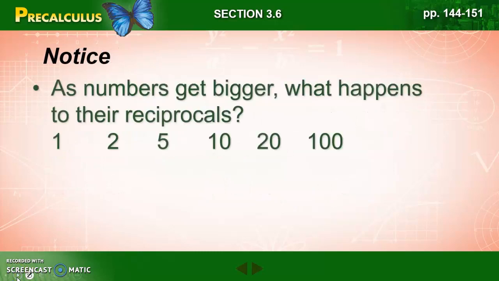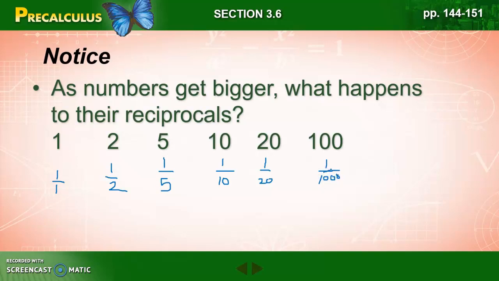One thing I do want you to notice, as numbers get bigger, what happens to their reciprocals? Let's think about that. What is the reciprocal of 1? Well, 1 over 1. So 1 and 1, the reciprocal is the same. What about 2? Reciprocal is 1/2. The reciprocal of 5, 1/5. The reciprocal of 10 is 1/10. The reciprocal of 20 is 1/20. The reciprocal of 100 is 1/100, etc., etc., etc.